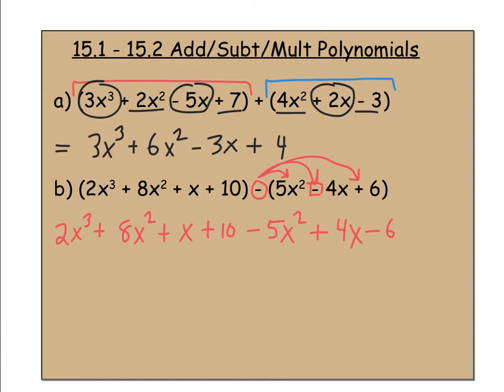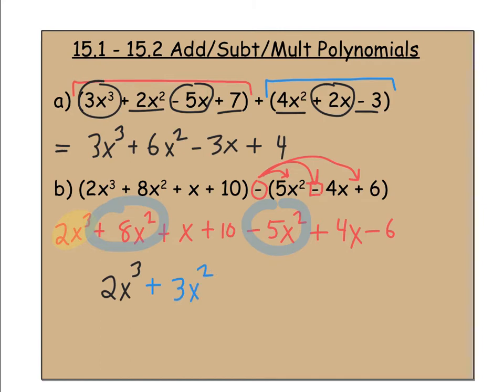So if we combine the like terms, again, let's get the biggest exponent. We have a 2x to the third, nothing to combine with it. With the x squared terms, there's a plus 8x squared and a minus 5x squared. So those will combine, right? Plus 8 with a minus 5 is going to become a plus 3x squared.